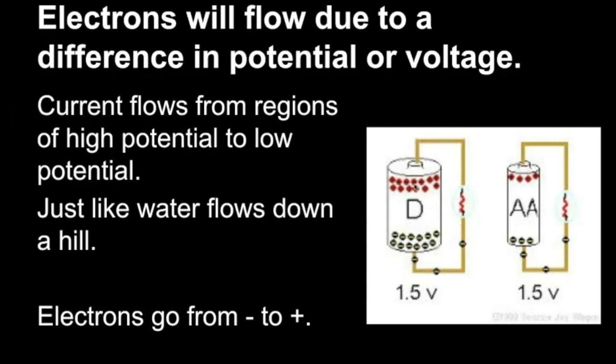So the bigger the battery you have, the more stuff you have that can fall, but the size of the hill, or the size of the fall that they're going to create, is the same. It's just that these have a lot more charges that are going to be able to flow. And electrons in a circuit like this, in a wire, flow from the negative end because they don't want to be with the other negatives. They fall from negative to positive.